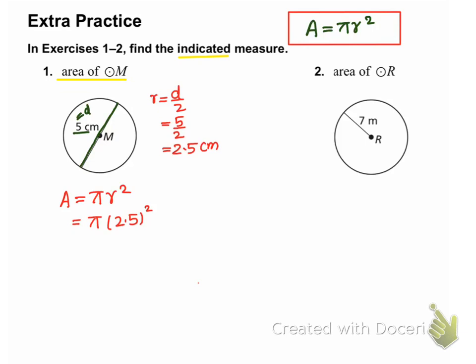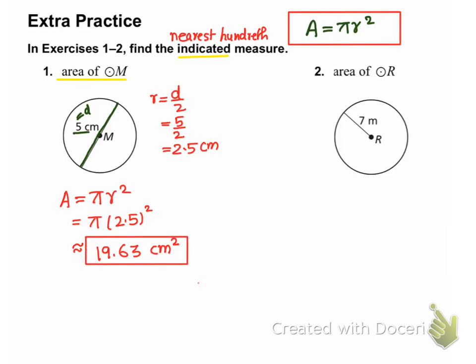When you plug it in, just type in all the values. They haven't told you, but we're going to round to the nearest hundredth. All the questions, by default, we are going to round to the nearest hundredth. When we find it, that's going to be 19.63. Because it's about area and the unit is centimeter, it's going to be centimeters squared. So that's our final answer.